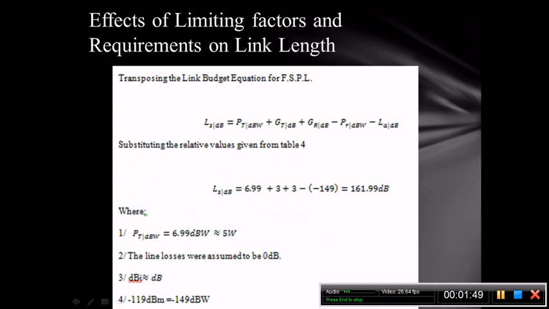The link budget is an allocation of power resources. Using this, various limiting factors and the quantity and quality requirements, the maximum link length can be determined.